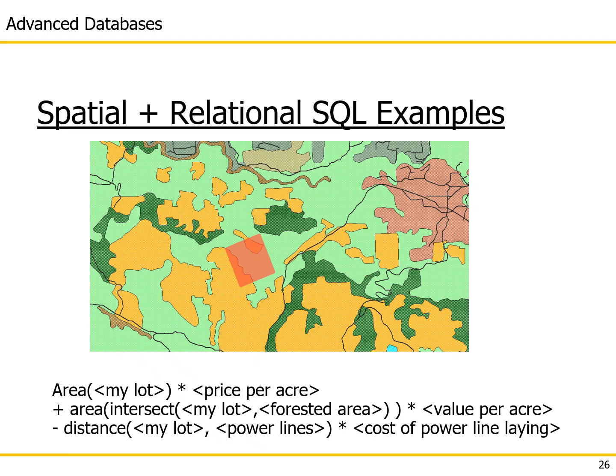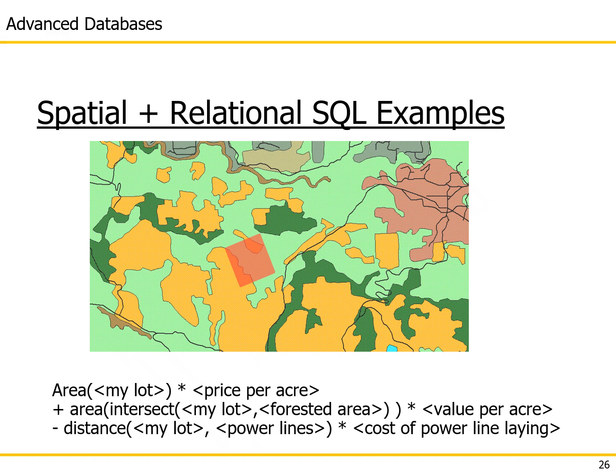Here is another example where again I'm doing aggregate functions and mixing spatial and non-spatial functions. I'm calculating basically the price of my plot: the area of my plot multiplied by the price per acre, plus the area. The area is an area computation from a polygon, and the area of what intersects between my plot and the forested area multiplied by some value per acre, and I subtract from that some value which has to do with how far my plot is from the power line.